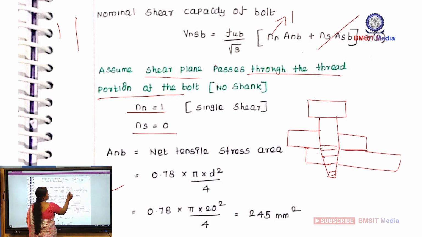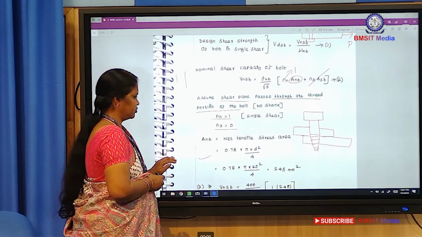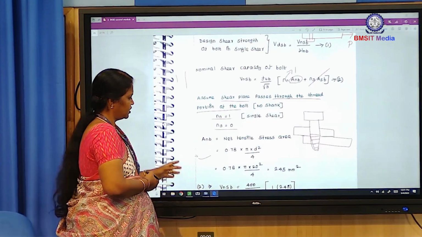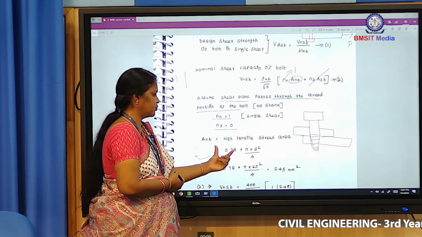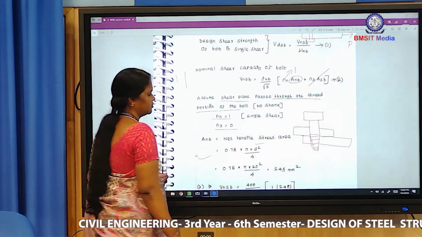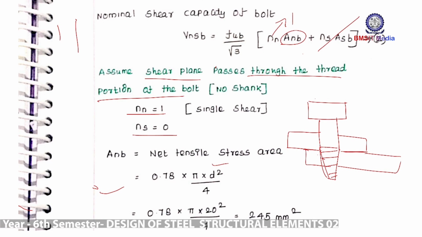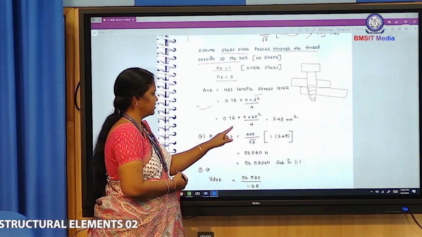Next, what is Anb? Anb equal to the net area of the bolt. What is the net area here? This is the thread portion. As per the code, the net tensile stress area of the bolt in the threaded portion equal to 0.78 pi d squared by 4, where d equal to diameter of the bolt. Diameter of the bolt equal to 20, so substitute 20 in 0.78 pi d squared divided by 4, and we can get the answer.